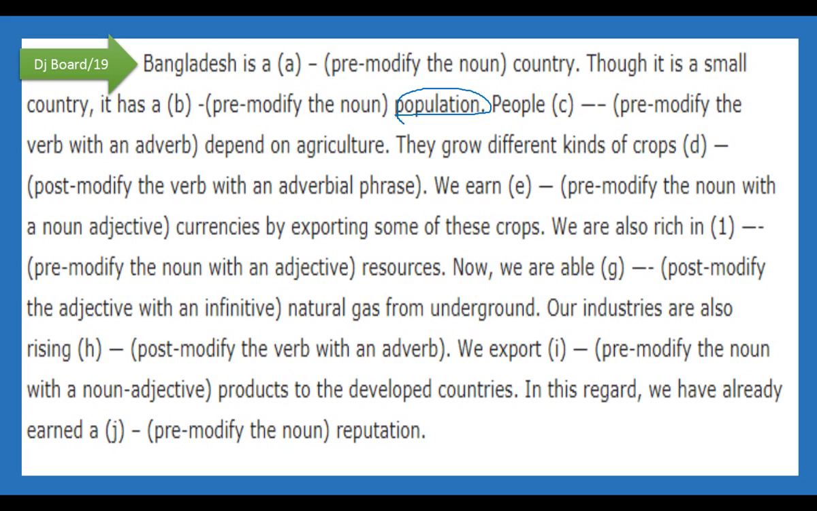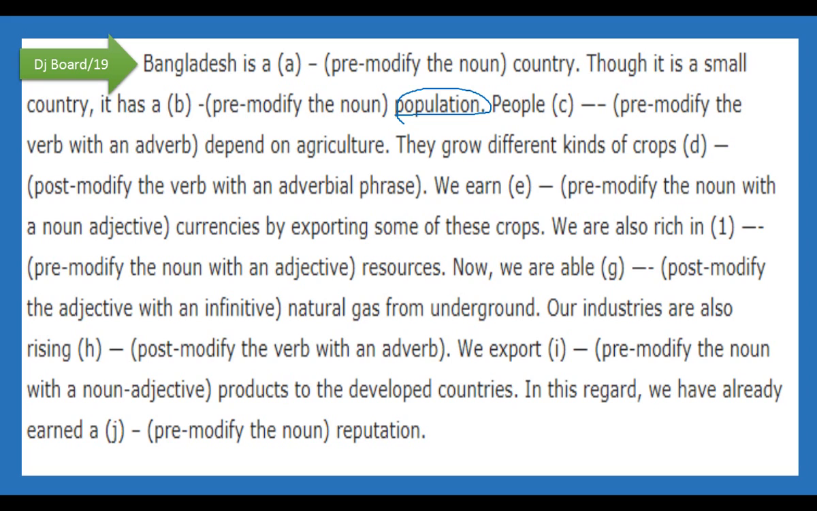People dash depend on agriculture. Pre-modify the verb with an adverb. People depend on agriculture. You will have to use an adverb to modify the verb depend. People mostly depend on agriculture.